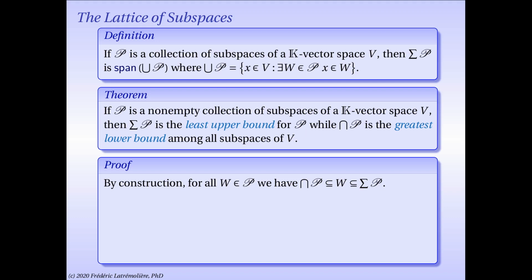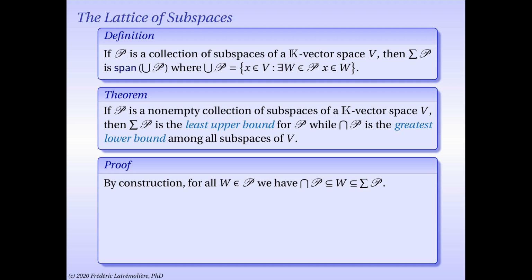First of all, I'm going to check that the intersection of P is indeed a lower bound, and that the sum of P is indeed an upper bound. So I take an arbitrary W in P, and I know that by definition the intersection of P is a subset of W. In other words, the intersection of P is less or equal than all the elements of P, and so it is a lower bound.